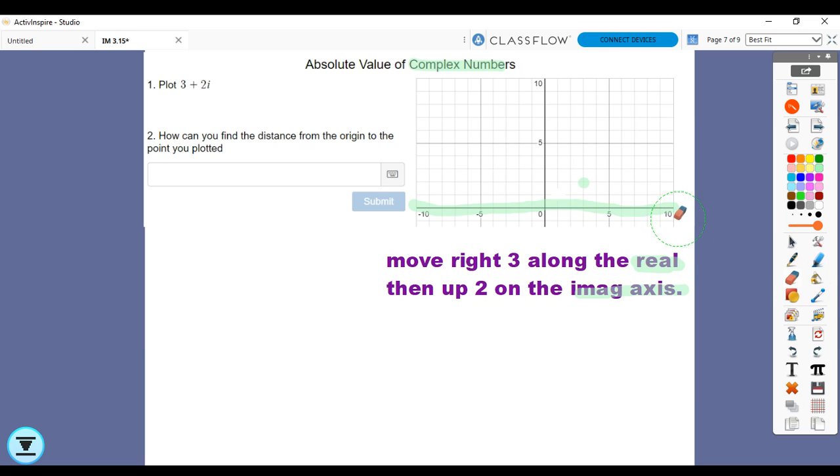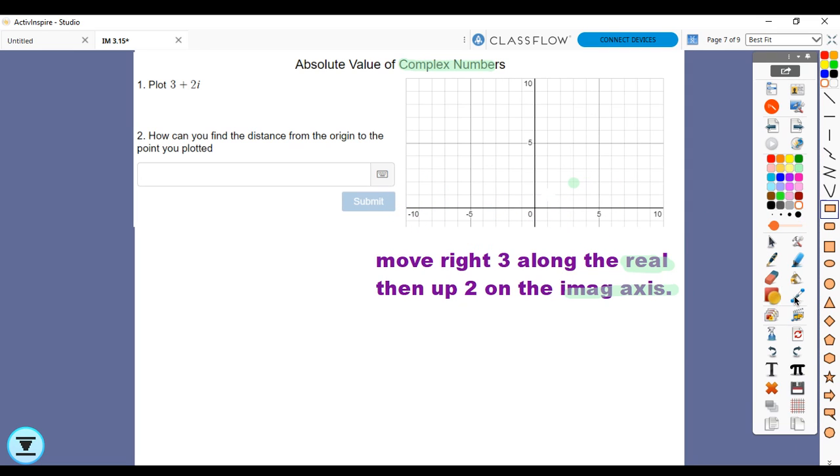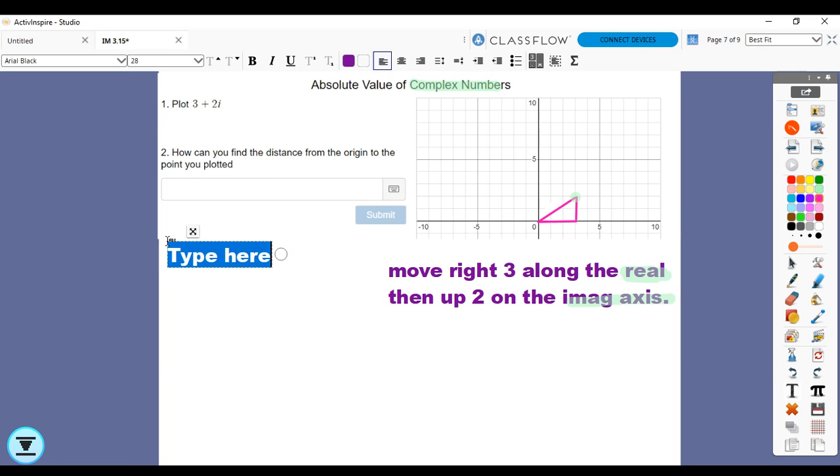Going back to how can we find the distance that this complex number is away from the origin. So just looking at this, do you have any ideas? So I want you to think about, what if I do this? What if I create a right triangle? What do you know about all right triangles?